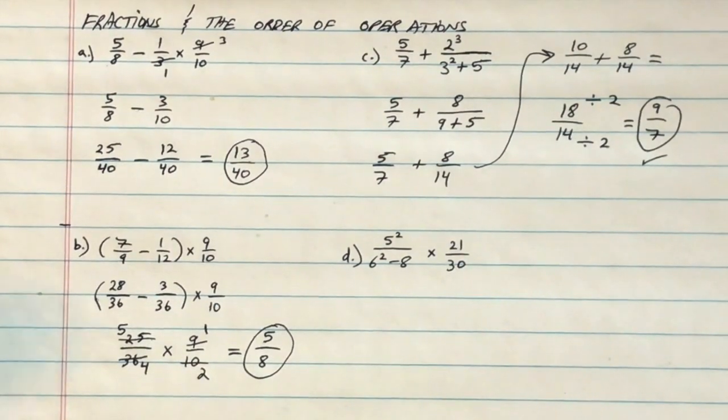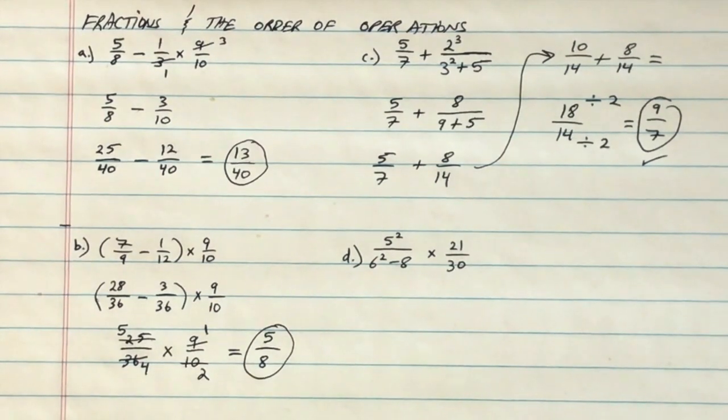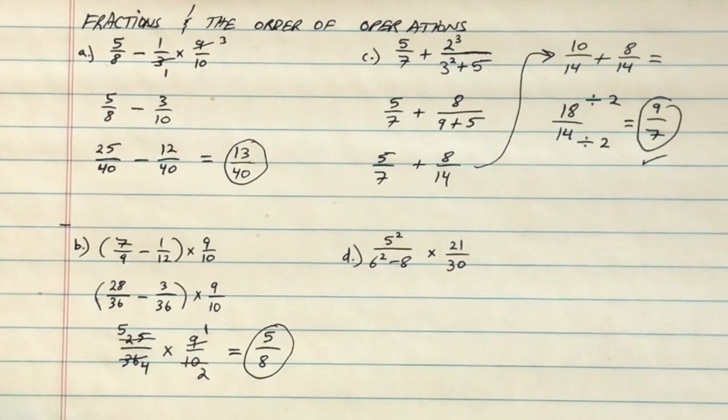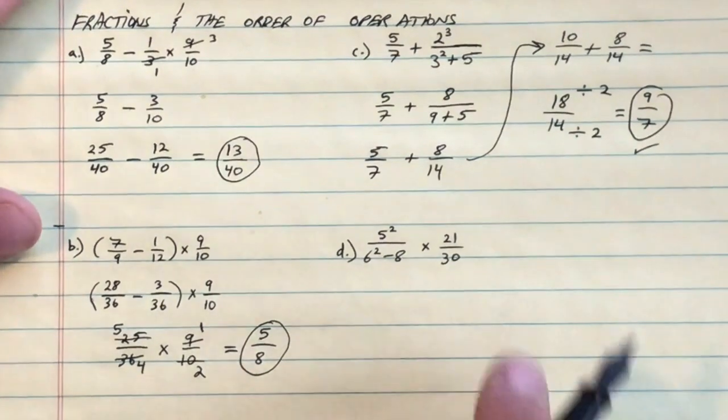All right, last one, D. This one, again, not complicated. It just looks complicated. But if you just take the pieces one at a time, each individual step is really very simple. So if you take each individual step one thing at a time, you're going to find this is pretty easy to do. So let's work this out.